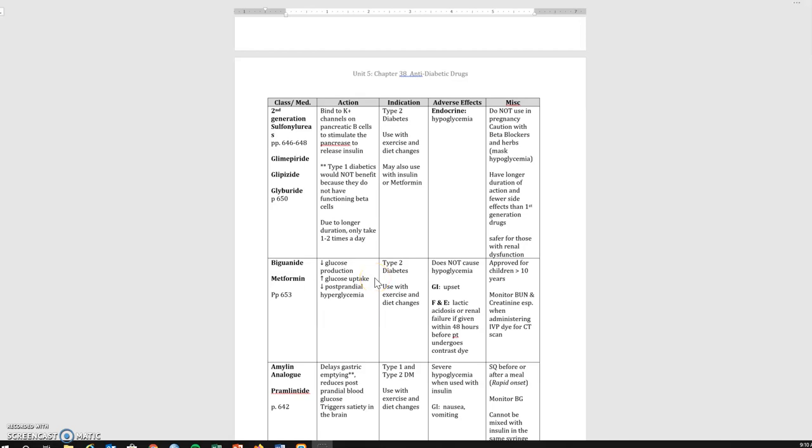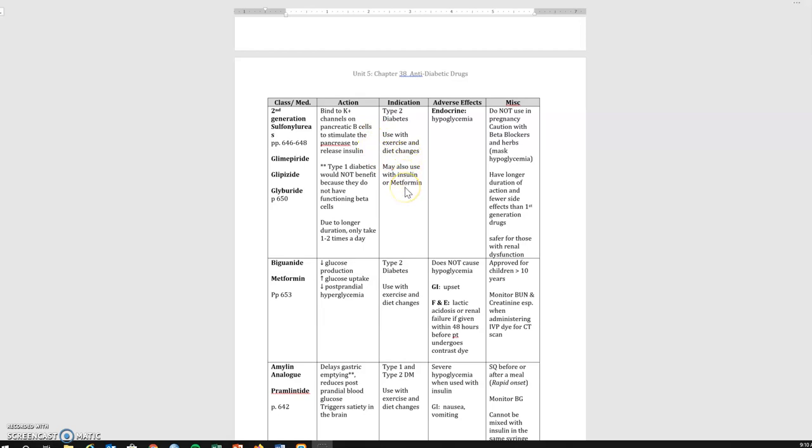The second generation sulfonylureas, their drugs are listed here: glimepiride, glipizide, and glyburide. They bind to the potassium channels on the pancreatic beta cells to stimulate the pancreas to release insulin. Type 1 diabetics would not benefit because they do not have functioning beta cells, so these drugs are used for type 2 diabetes. Note that all of the type 2 diabetes drugs must be combined with exercise and diet changes in order to be effective.